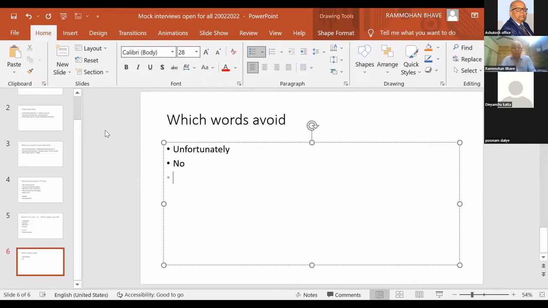Don't use the word small or few. I have seen people saying, where was your articleship? Oh, it was with a medium sized firm or it was with a small firm. Don't say that. Nobody is small, nobody is big. They are successful in their own way. Then don't use the word not. It shows a negative attitude. Then don't use the word basically.